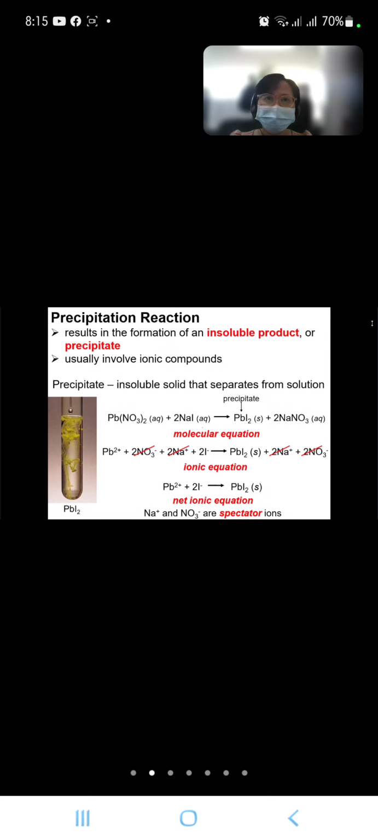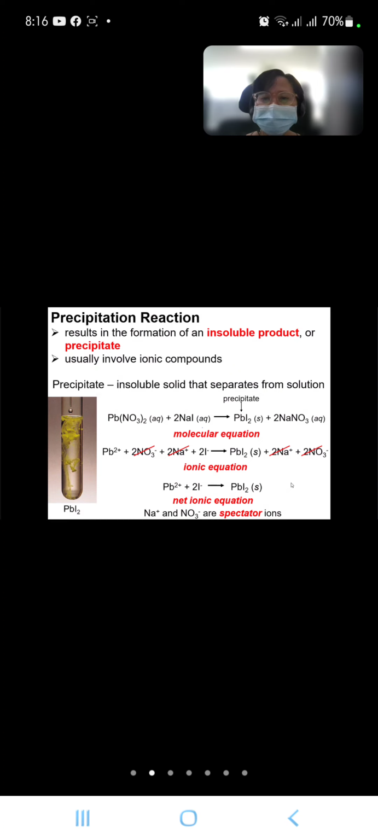If you have two solutions and you mix them together, they produce a solid substance or insoluble substance, which we call precipitate. Okay? And usually, precipitation reaction involves ionic compounds. So the precipitate is the insoluble solid that separates from the solution.